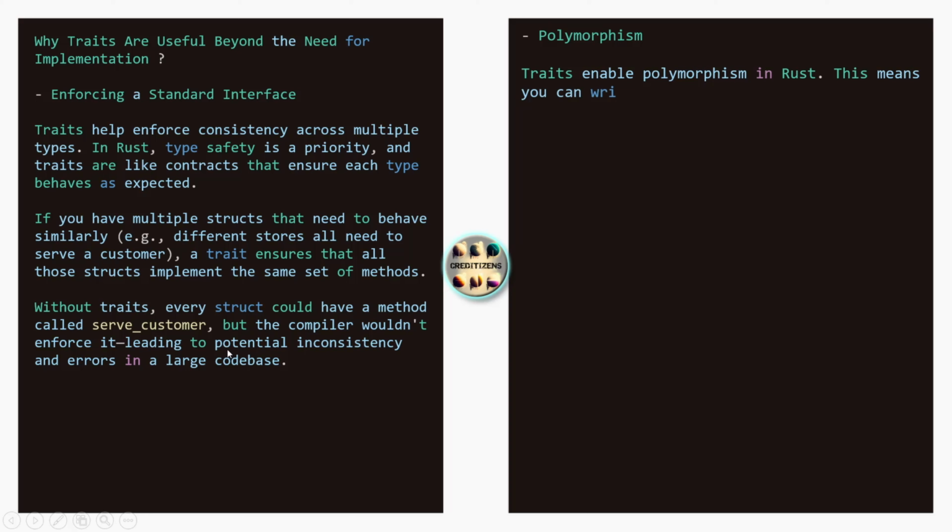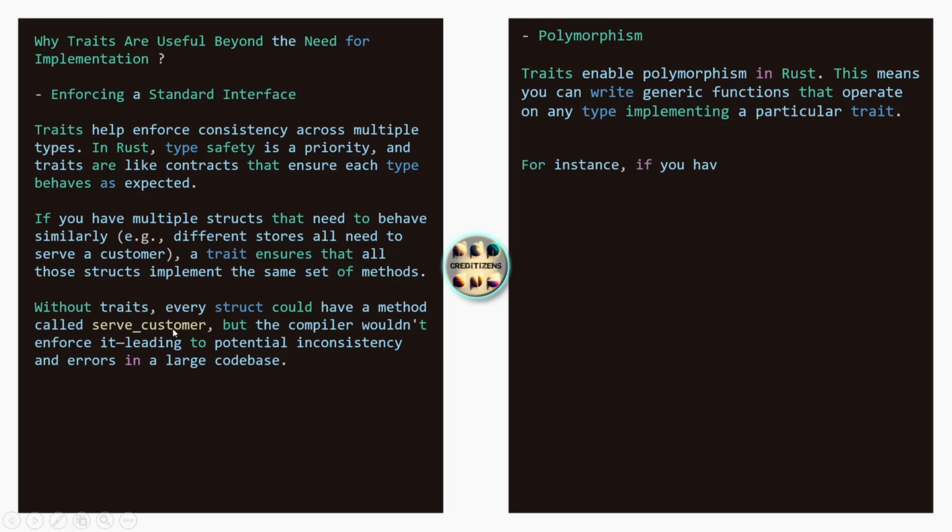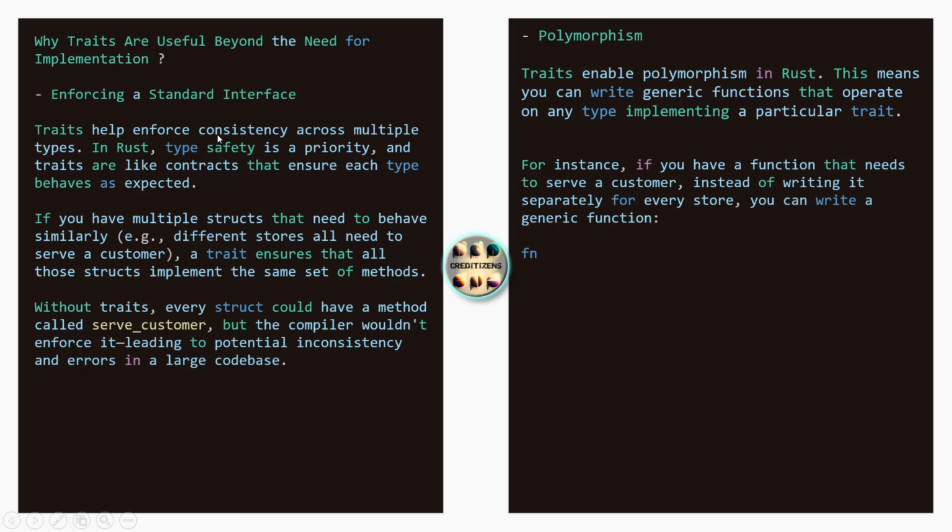Let's say you have in your code base 10,000 structs. You don't want to implement serve customer individually. You want to enforce the parameters passed to it and what it returns. And trait here is very helpful.